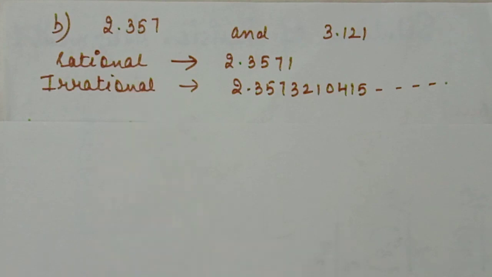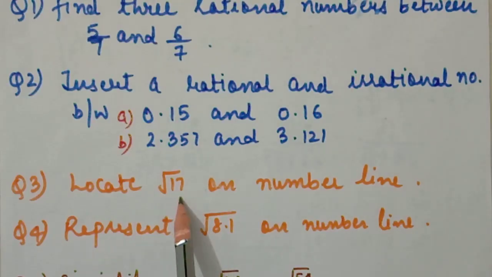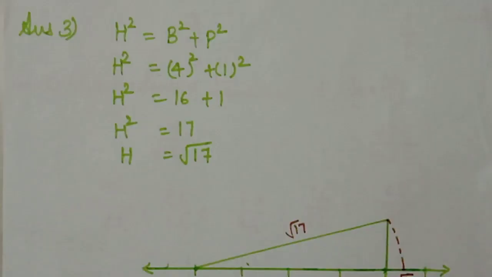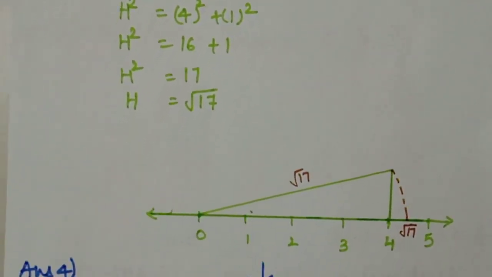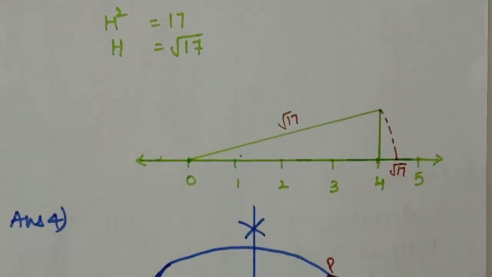Part B of question number 2nd, question number 3rd and 4th. This is answer 3rd, Pythagoras theorem. After this we will draw the diagram. Answer 4th.